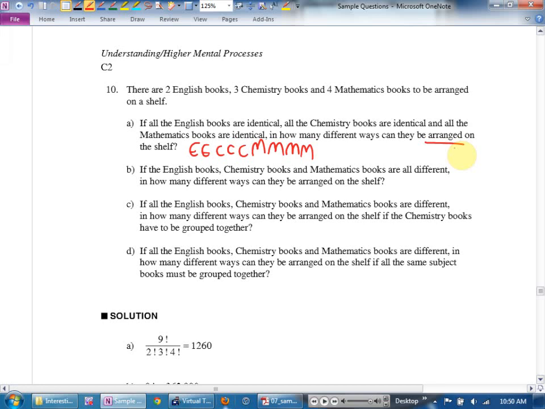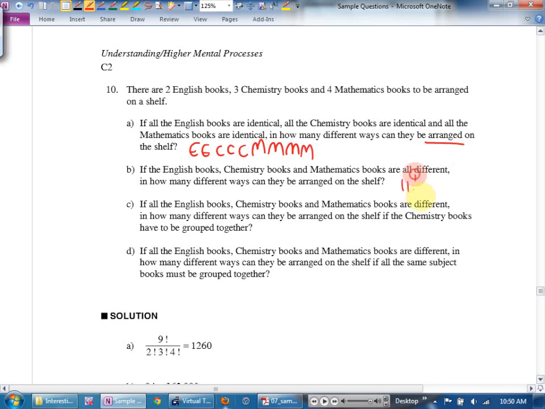If they're all different, in how many different ways can they be arranged on the shelf? Now, if they're all different, then they're not a word. They're all different letters. 11 factorial. 11 blanks. It's 11 times 10 times 9 times 8 and so on, 11 factorial.